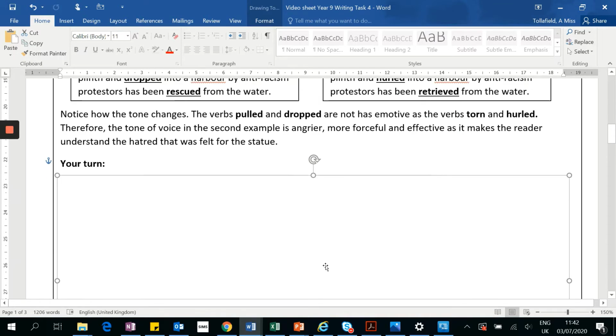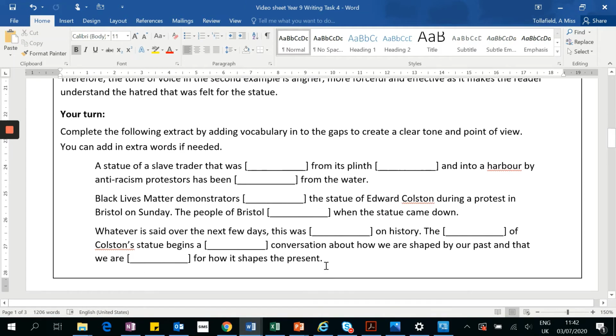The task then is to look at these sentences, and you can see that I've missed out some key words. And what I want you to do is to think about your point of view on this topic. What would you want your reader to think about and feel about the topic as well? Think about the words that you can use. Remember, we've got to maintain that really clear tone of voice throughout. So choose your words carefully, adjectives and verbs that convey these thoughts. If you need to, you can add in some extra words so that the sentence makes sense.